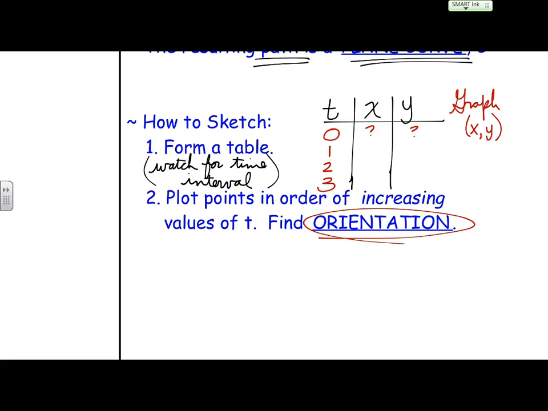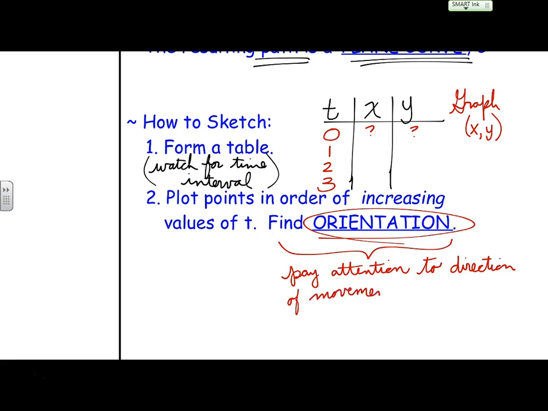Increasing values of t, already talked about that. Find orientation. What that means is pay attention to the direction of the movement, and then show with just a couple arrows. You don't have to show a lot, like you saw in the picture on the page before. Just a couple just to show the direction of the movement.